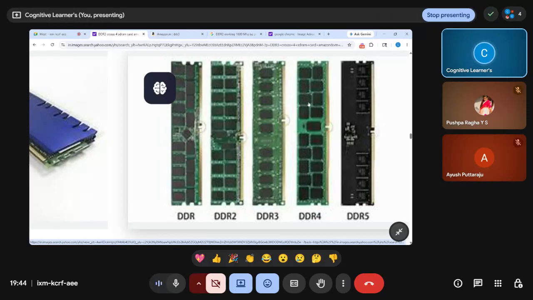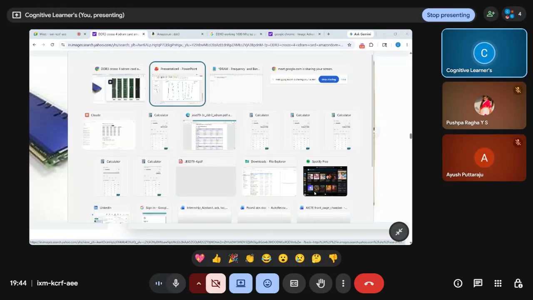1, 2, 3, 4, 5, 6, 7, 8. Yeah, this is the ECC, error controller chip. Don't worry about that. Okay, let us count this 8 chips and this 8 chips. Totally 16 black color chips are present.